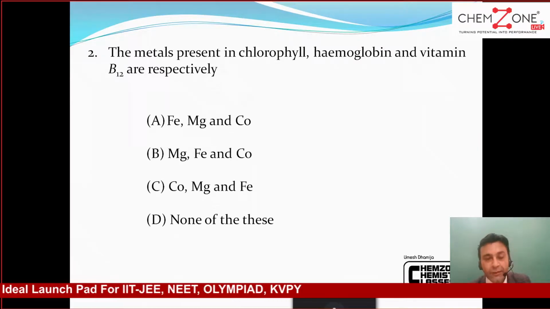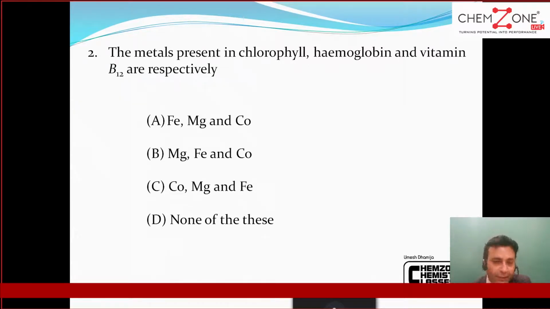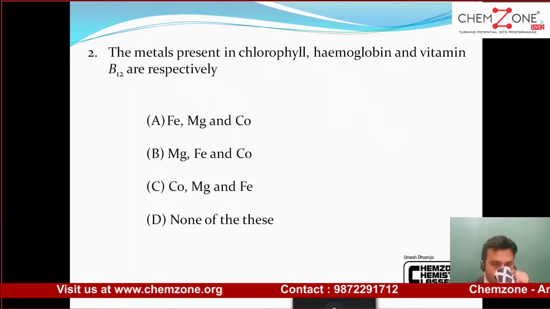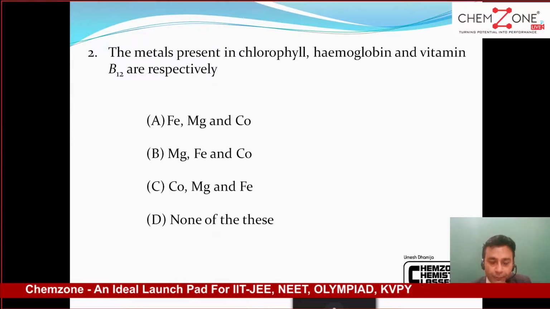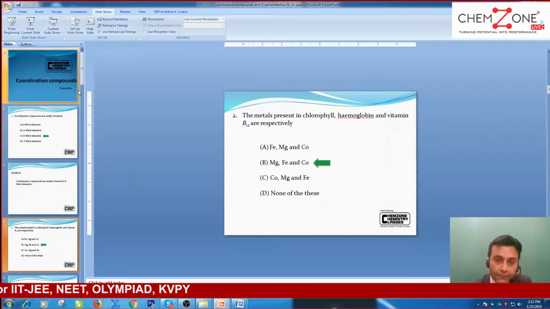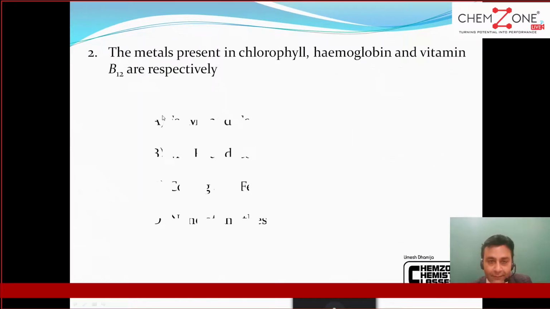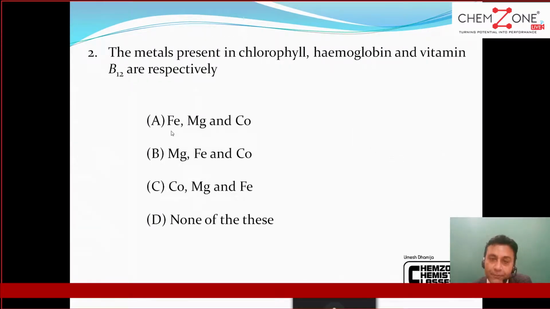There are certain compounds which are coordination complex compounds, like chlorophyll, hemoglobin, and vitamin B12. You might have heard these names. In these there are certain metals. Hemoglobin should have Fe, iron. Chlorophyll has magnesium, right? Hemoglobin has iron, and vitamin B12 has cobalt. So option B is the correct answer.